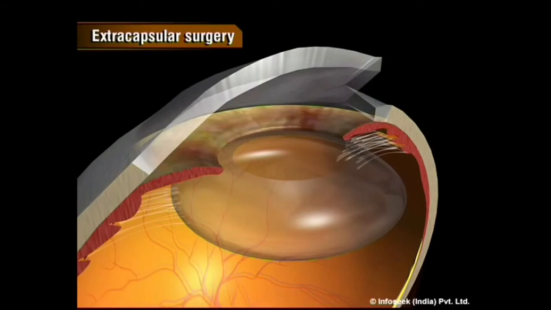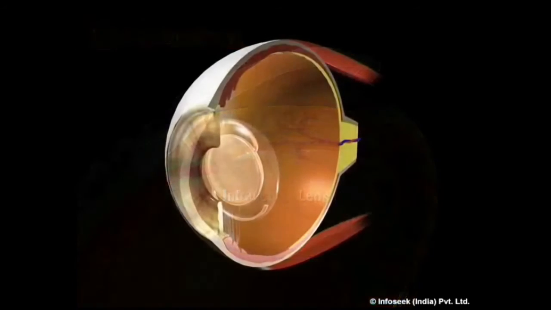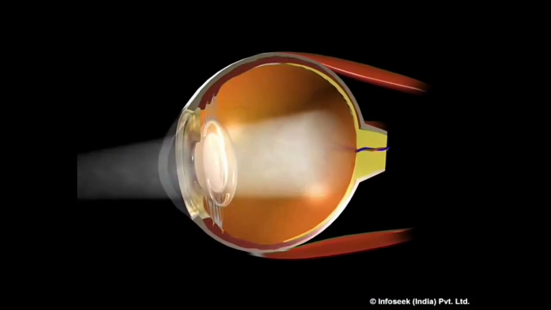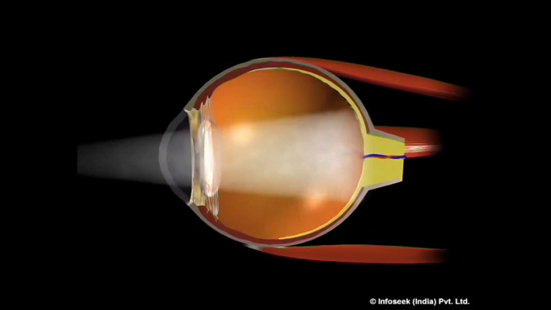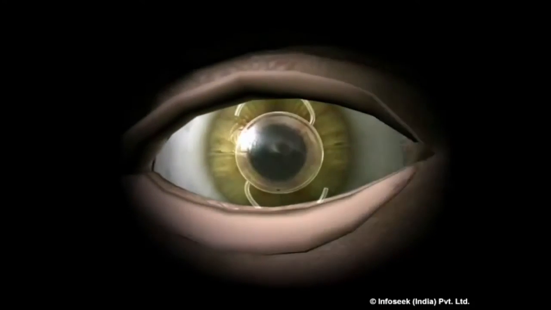After the natural lens has been removed, it is replaced by an artificial lens called an intraocular lens, IOL, which is made of plastic. Light is focused clearly by the intraocular lens onto the retina, improving vision. The patient does not feel or see the new lens.